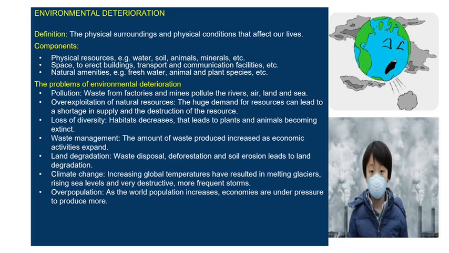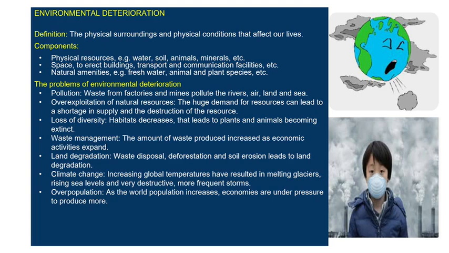Right, so environmental deterioration, the definition: the physical surroundings and physical conditions that affect our lives. The components are the physical resources, for example water, soil, animals, minerals, etc. Space to erect buildings, transport and communication facilities, natural amenities, for example fresh water, animal and plant species. The problems of environmental deterioration.